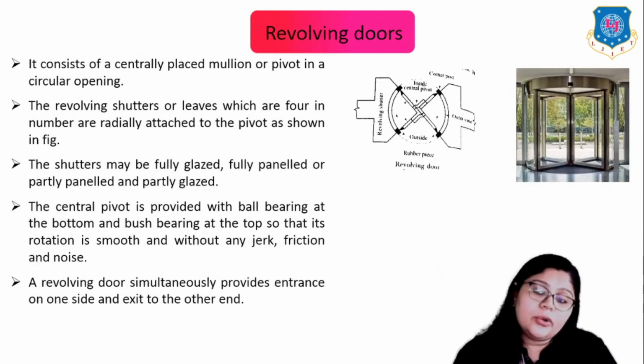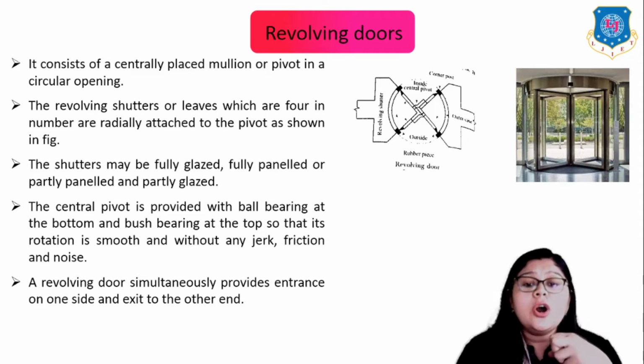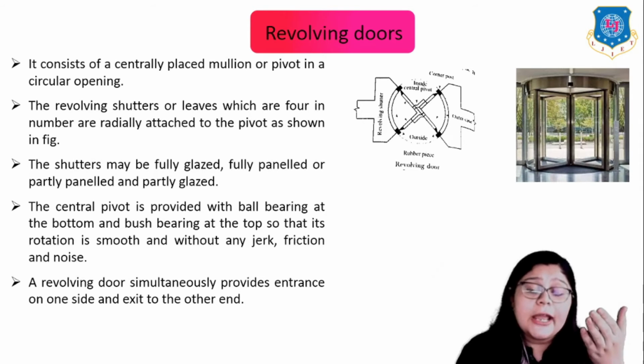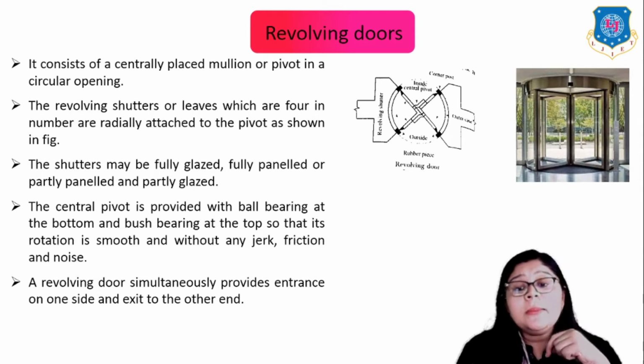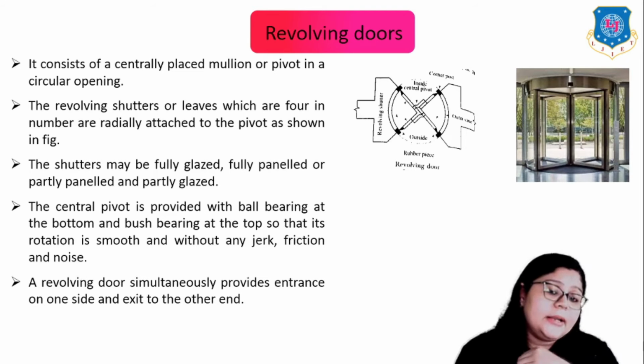Next is the revolving door. Generally it consists of a centrally placed mullion or pivot in a circular opening. The revolving shutters or leaves, which are four in number, are radially attached to the pivot as shown in this figure. The shutter may be fully glazed, fully panelled, or partly panelled and partly glazed.